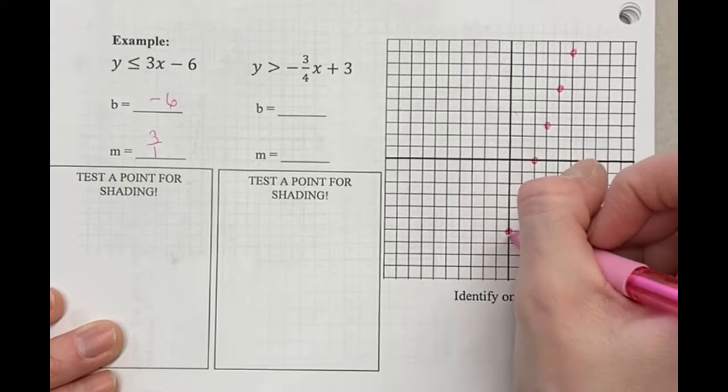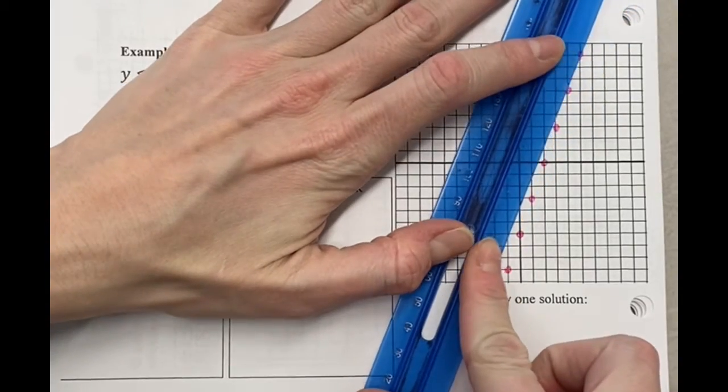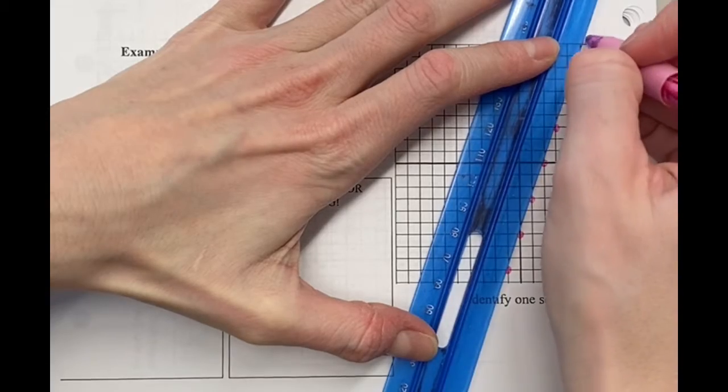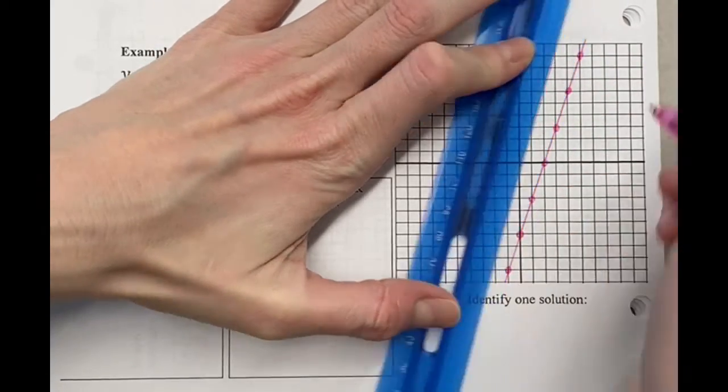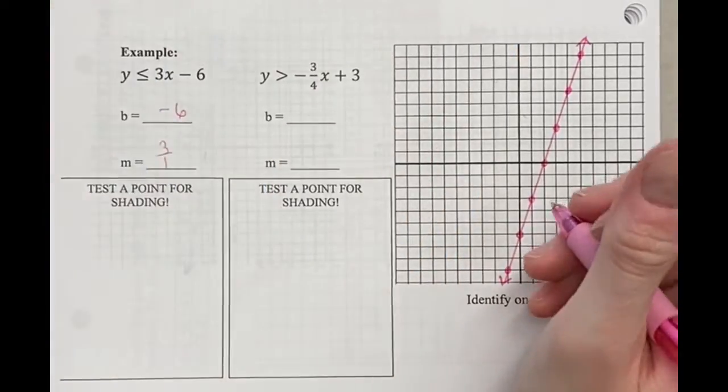In the opposite direction, I'm going to do the opposite. So I'm going to go down 3, left 1. Then it's an or equal to, so I'm going to draw a solid line through. And we're going to make sure we have our arrows at the end.